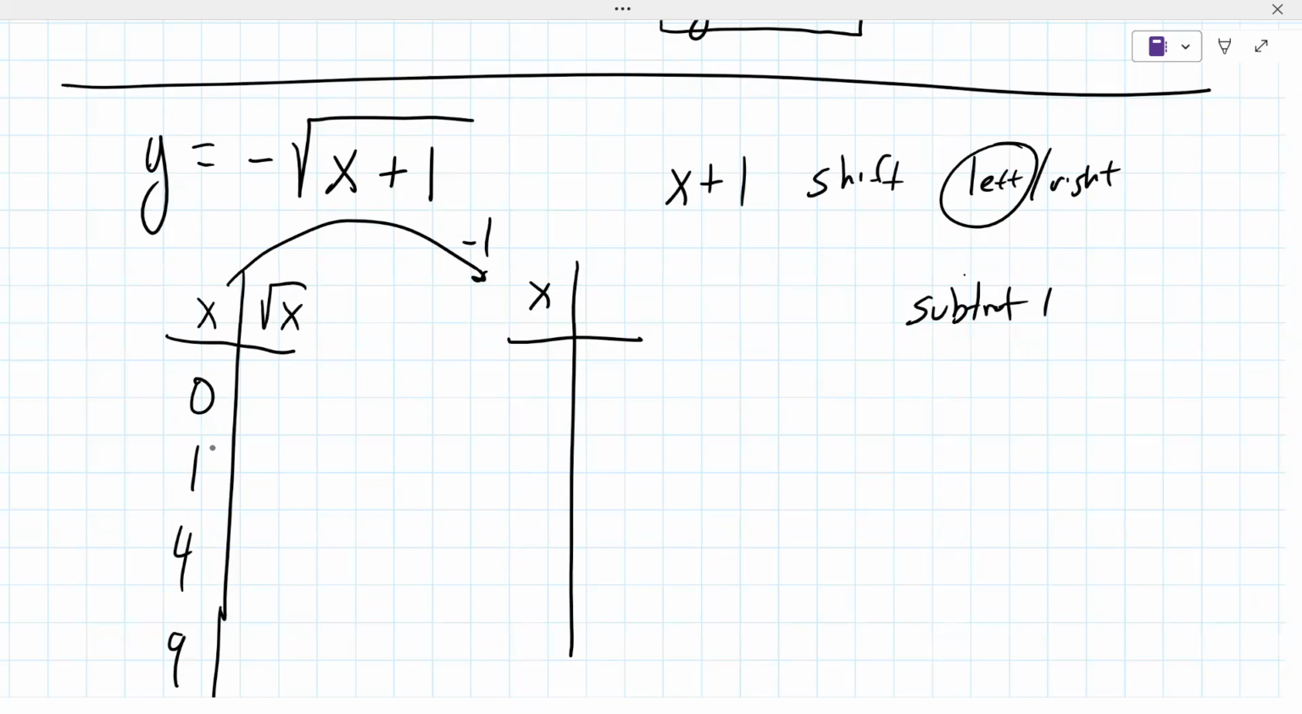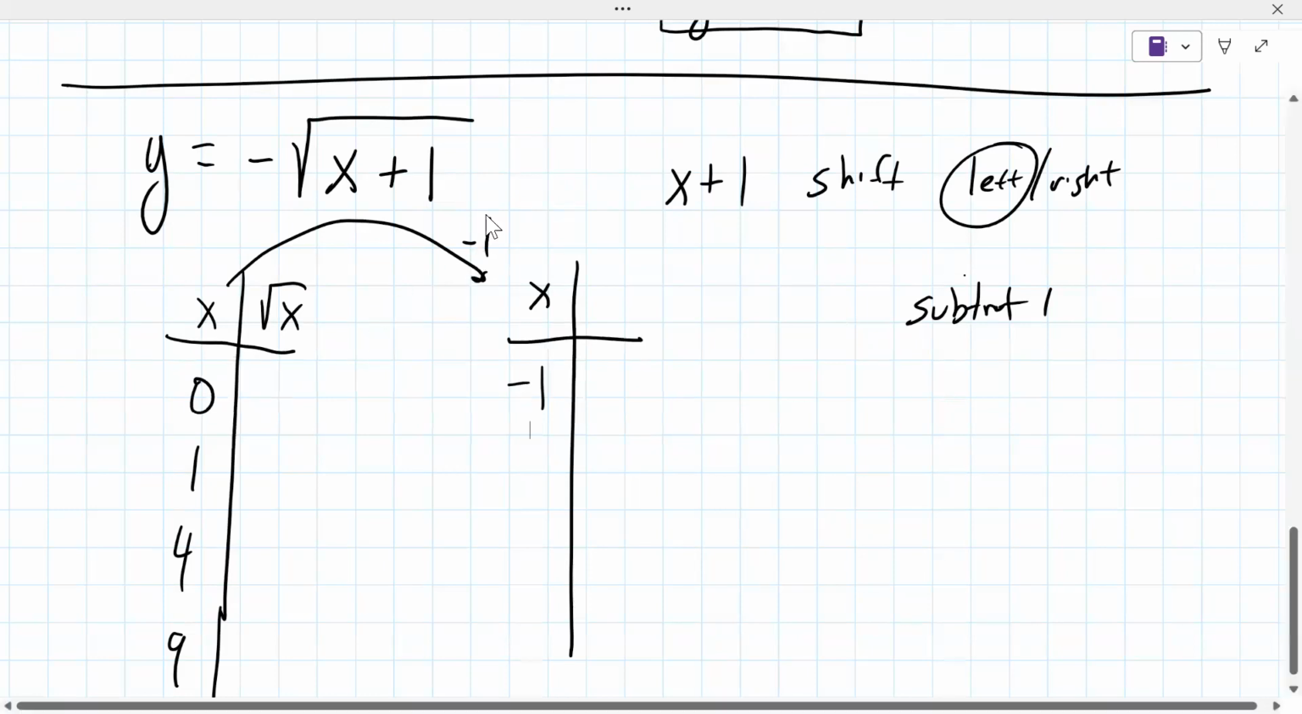And now for this one, this time it's going to be -1, and this one is -1, and for the last one, 1 times -1 is -1 again.